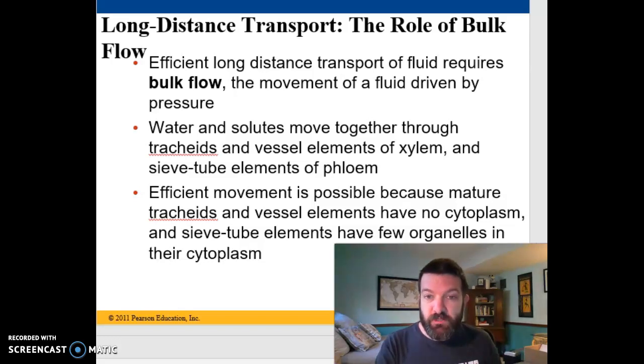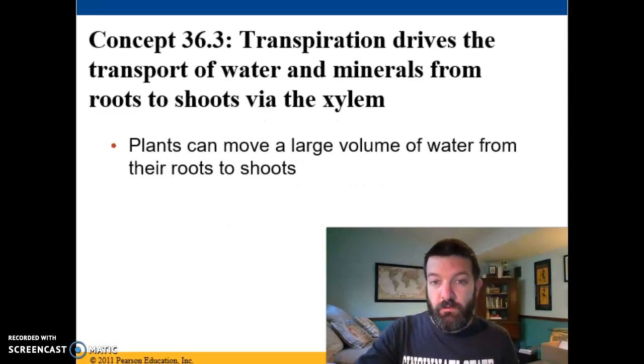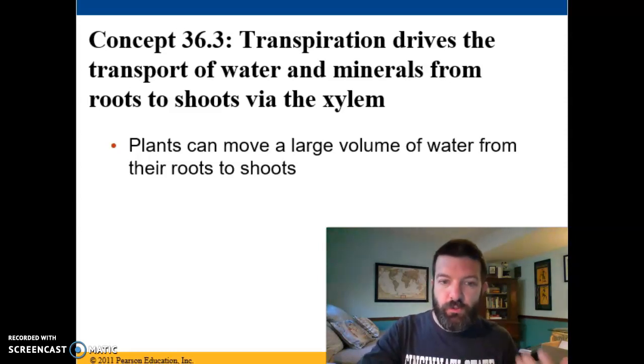Tracheids, vessel elements of the xylem, and then the sieve tube elements of a phloem allow for bulk flow through, in the xylem's case, cells that aren't alive anymore, that have sizable tubes that use the cohesion and the adhesion of water and capillary action to move water up a long distance. Using the xylem, plants can move a huge amount of water from the roots in the ground to the shoots that might be a few hundred feet in the air if we're talking about, for instance, a redwood tree.